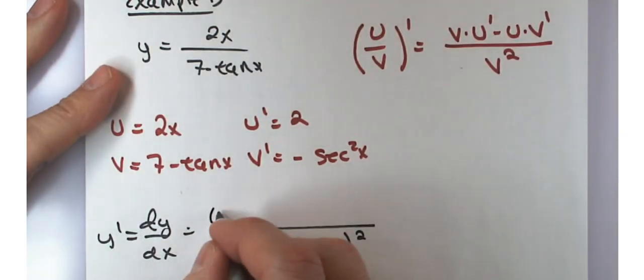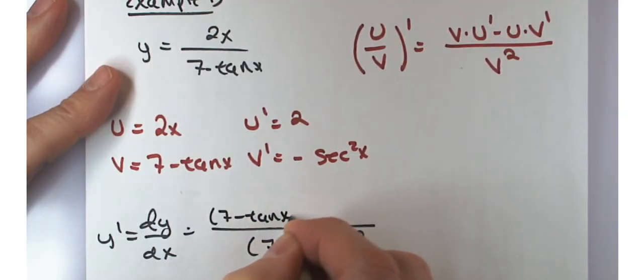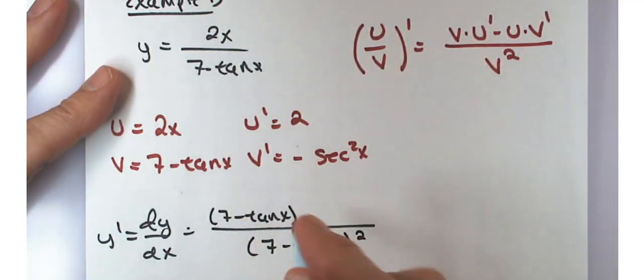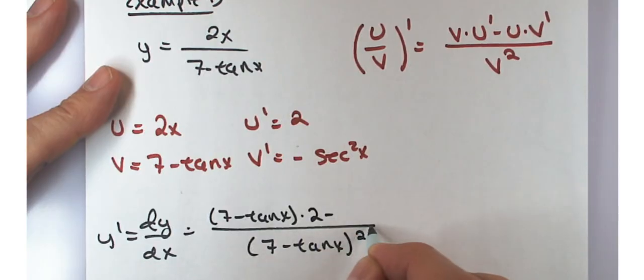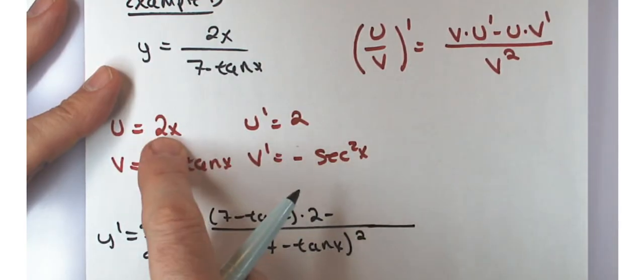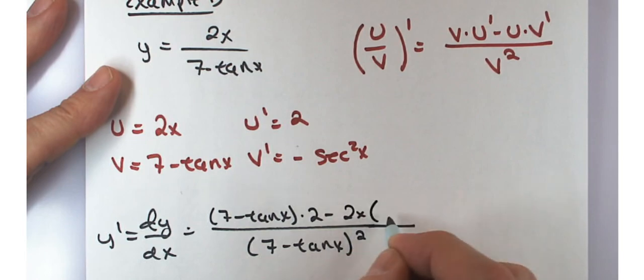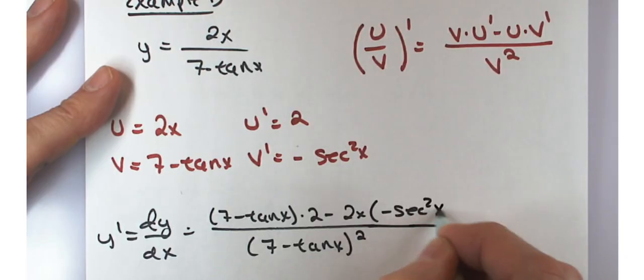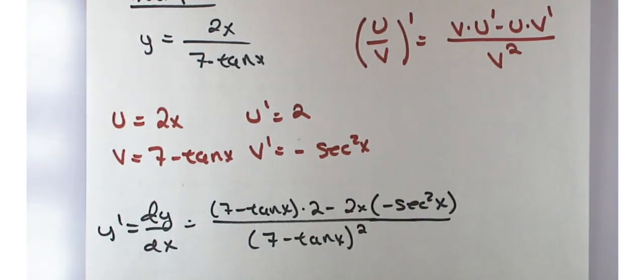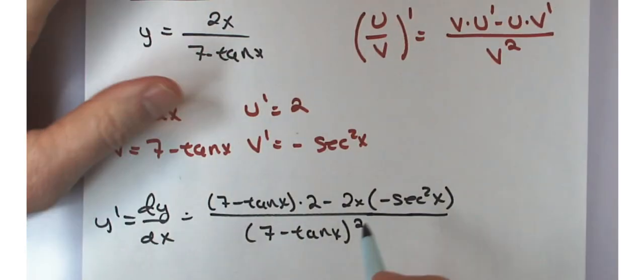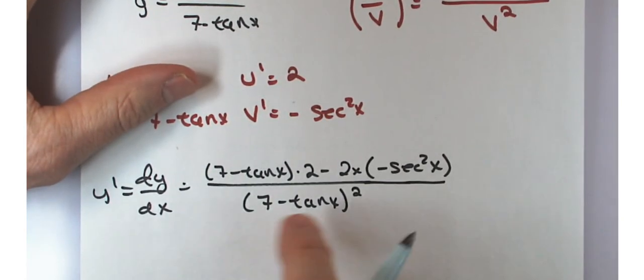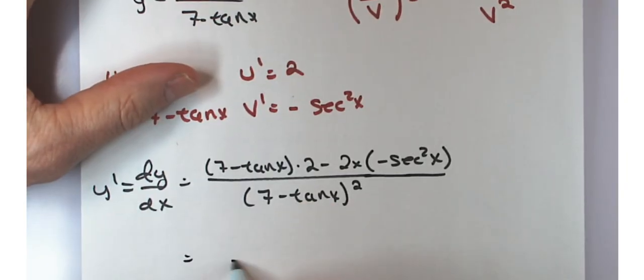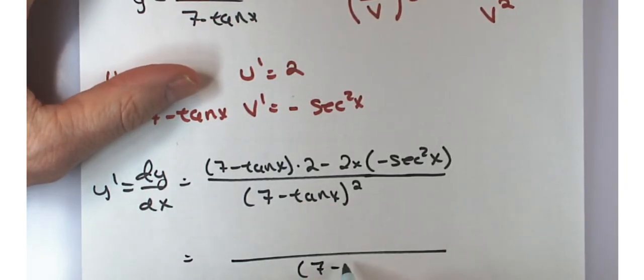So we're going to use the denominator again. That's going to be 7 minus tangent of x times the derivative of the numerator, which is 2, minus the numerator, which is 2x, times the derivative of the denominator, which Arlie gave us was minus secant squared. Okay. We can clean this up a little bit. It's not going to clean up tremendously, and I'm not going to bother to square out the denominator. Let's just leave that as 7 minus tangent of x squared.